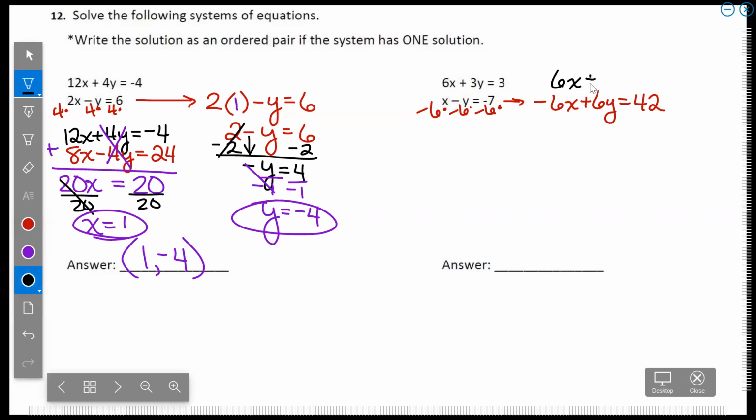Positive 6x plus 3y equals 3. So what happens when I combine these two together now? What happens with my x's? X's are going to cancel. How many y's do I have? 9y equals what? 9y equals what? 45.